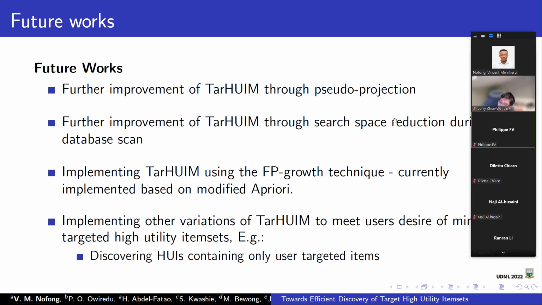So at the moment, if the user is interested in target high utility items that contain a set of items, should it be only those that contain all those items, or one of them, or a fraction of the user target items?